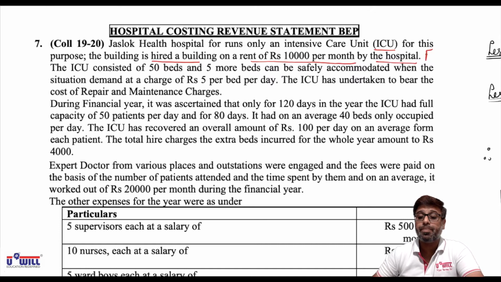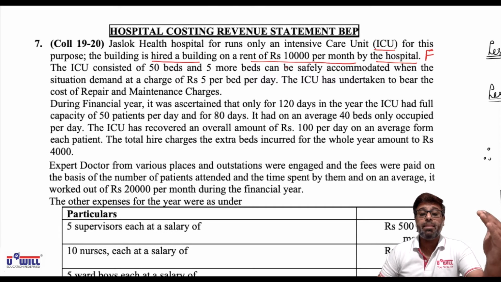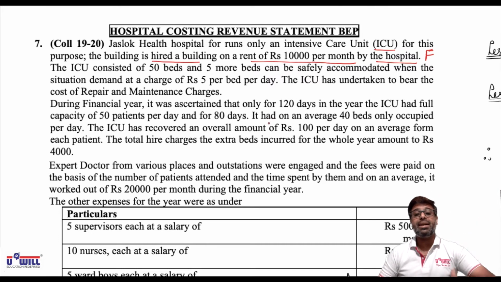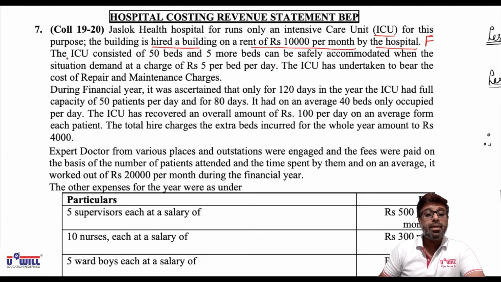This is fixed cost. Why fixed? Because once you take a building on rent of 10,000 per month, it is your fixed expense. After that, whether the patients come or don't come, you have to bear that rent of 10,000 per month. So it's a fixed cost. Variable is something which depends on the patient. Fixed is something which does not depend on the patient. So rent of the building 10,000 per month is fixed cost. The ICU consisted of 50 beds and 5 more beds can be safely accommodated when the situation demands, at a charge of rupees 5 per bed per day.